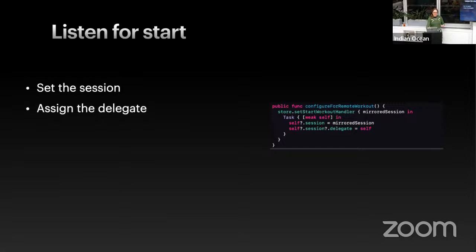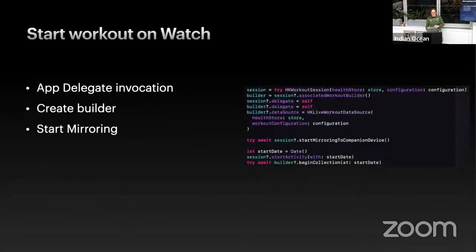So I probably should have had this slide before the other one, because what happens is on your phone, you say, start this activity on the watch. The watch in its app delegate will get called and say, hey, please start a workout with this activity. And from it, you then need to go create the actual workout session.